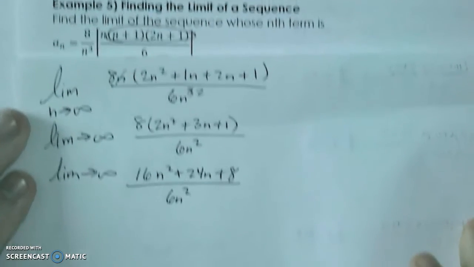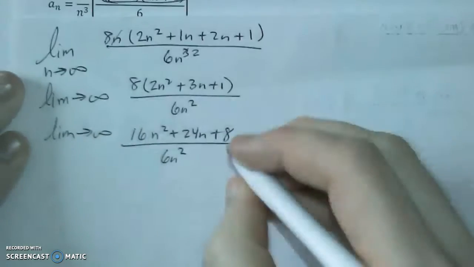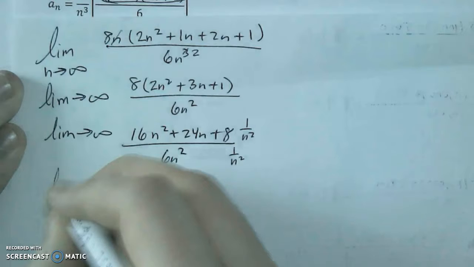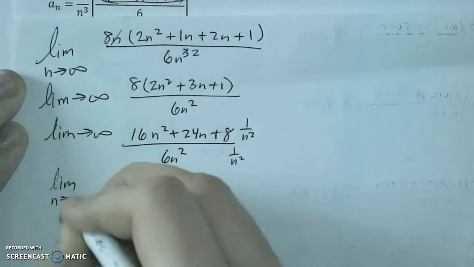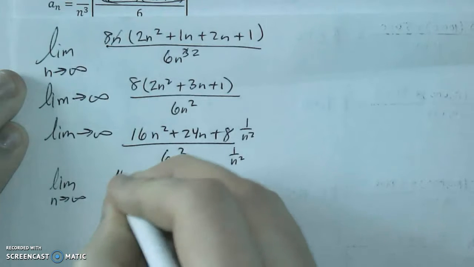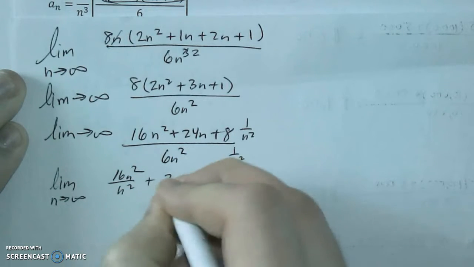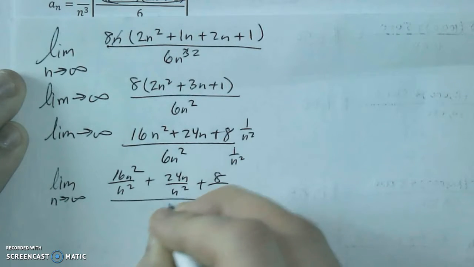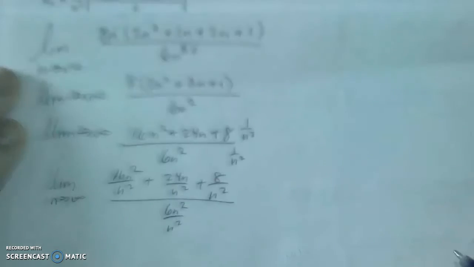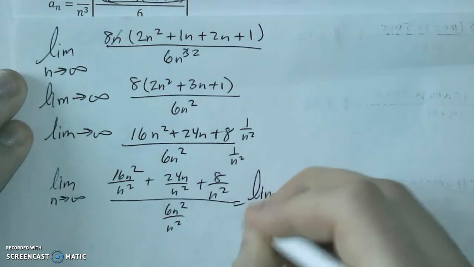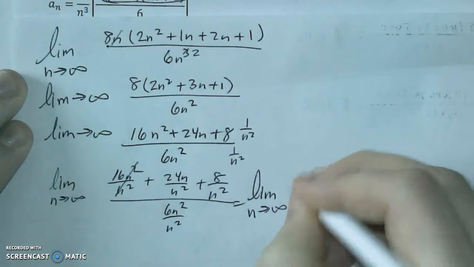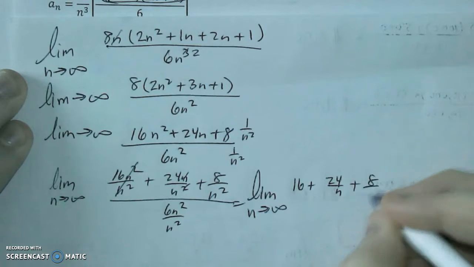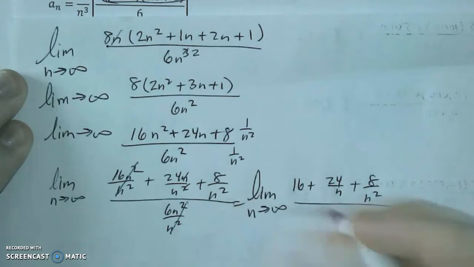And then if I want to evaluate the limit, this is kind of what we did earlier. We're going to divide by our largest exponent on top and on bottom. So then that would give me 16n squared over n squared, 24n over n squared, 8 over n squared, and 6n squared over n squared. And then we simplify it. So that would be 16 and 24 over n and 8 over n squared, and then 6.